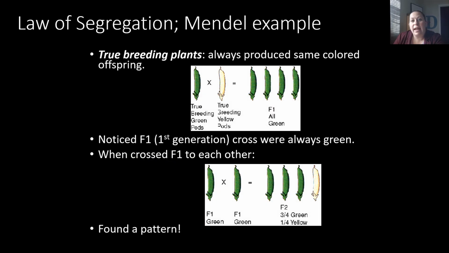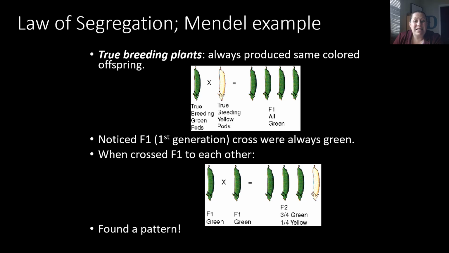So the law of segregation, and we're going to do a Mendel example here. He had true breeding plants. Okay, and so he had a true breeding green pod and a true breeding yellow pod. So green is dominant to yellow, and so if we were looking at this, this would be like big G crossed with a little g. What he found is that in the first generation, they were always the dominant trait. In this case, all of them were green. So where did the yellow go?